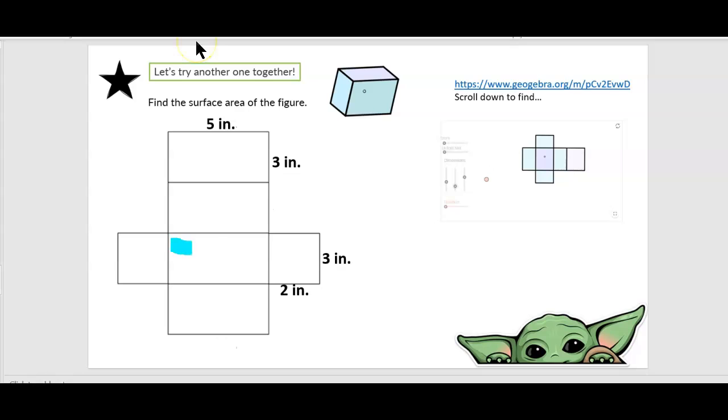Okay, I'm going to say that this is the bottom. I'm pretty sure. When you fold it up, it'll be the bottom, because the bottom is going to be connected to the left and the right. When you fold them up, this is the left, this is the right. They're going to be the same.